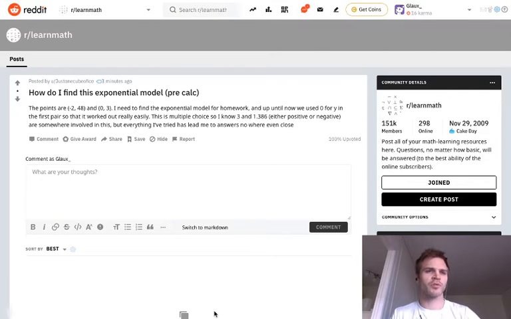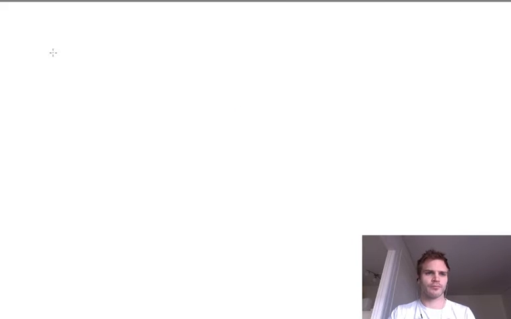All right, this question comes from Justonecubeofice from the LearnMath subreddit. It says the points are (-2, 48) and (0, 3), and he needs to find an exponential model for this. So we get to make some arbitrary choices of the base. I'm going to use e for the base, because why not?